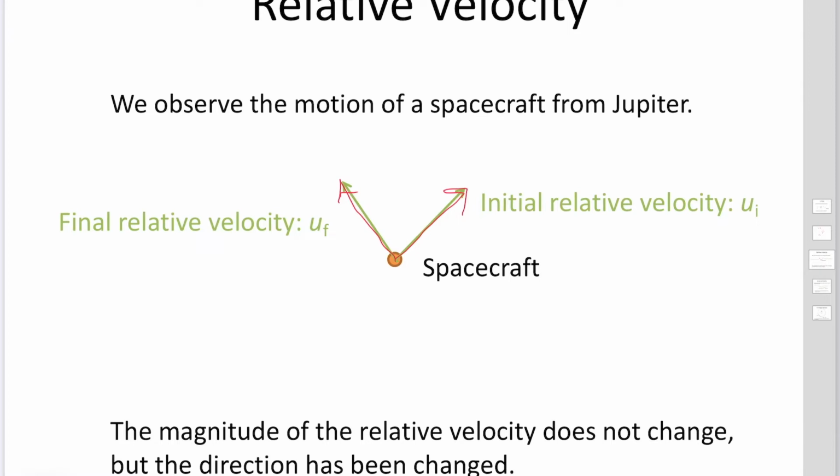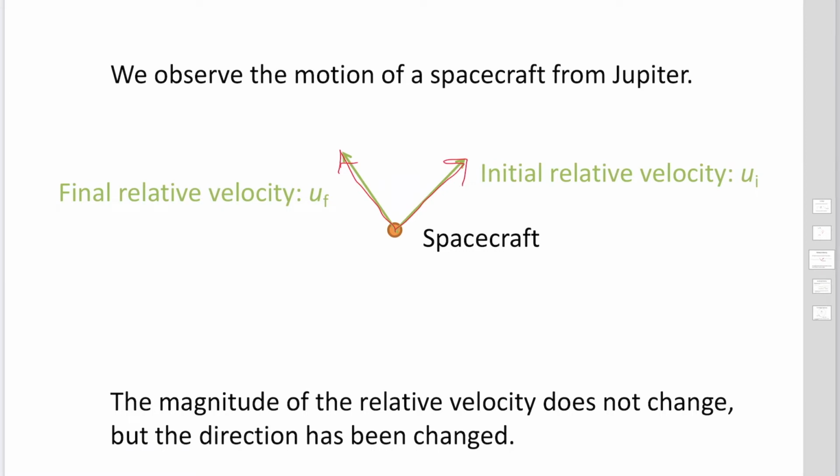Then the magnitude of the relative velocity doesn't change because of the conservation of energy, in the case of the scattering process, hyperbolic orbit. But the direction has been changed. We look at the motion of the spacecraft from Jupiter. But Jupiter is also moving, rotating around the sun.